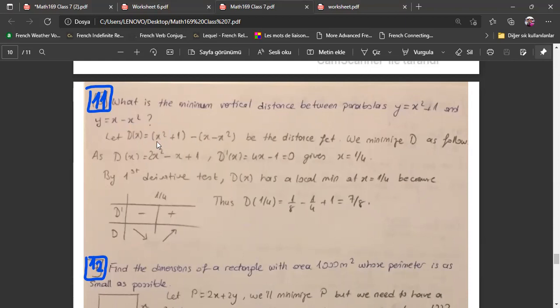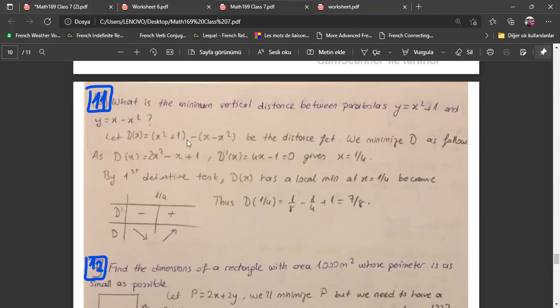So we write it in this form, x squared plus 1 minus x minus x squared. As this function has values greater than this parabola, we write that one first, because as we write a distance function, it should be something positive. It should give values positive or 0, right? That's why we first write this function.